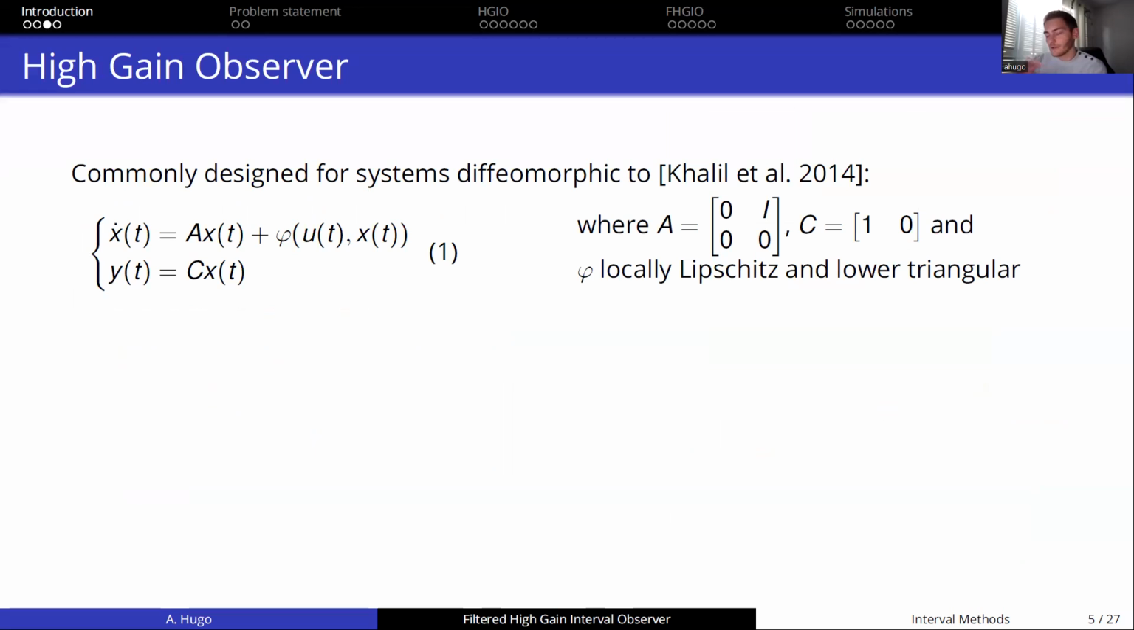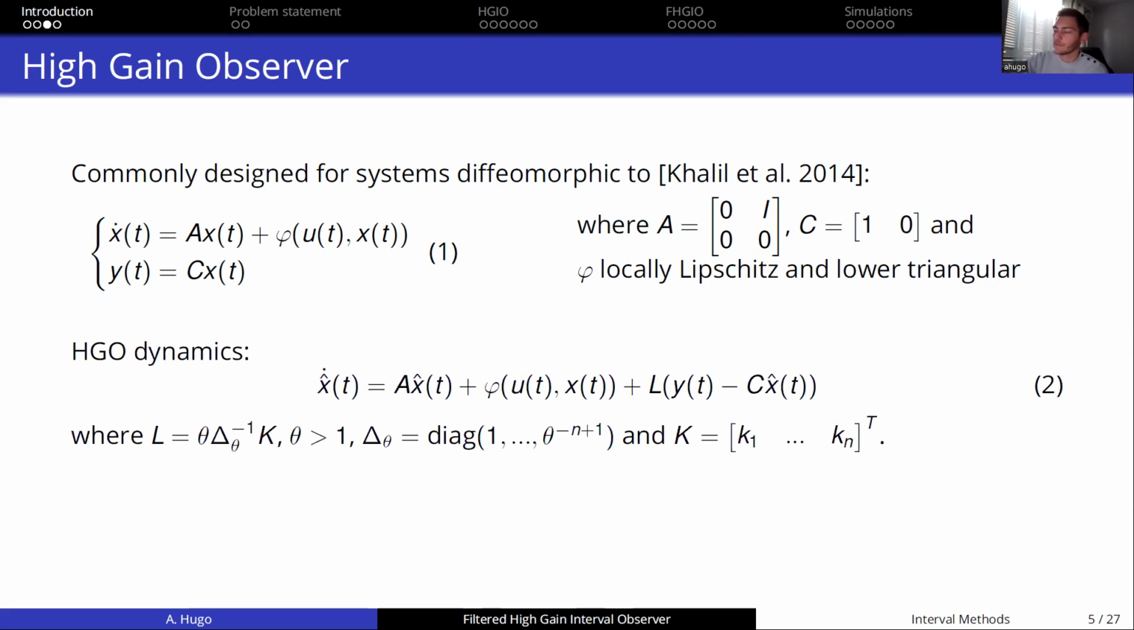So I have talked generally about high-gain observers and interval observers. I will now dive a little more in depth, focusing more mathematically on how to design them. High-gain observers are commonly designed for systems that are diffeomorphic to the system presented by (1), which is a partially linear system in canonical observability form.